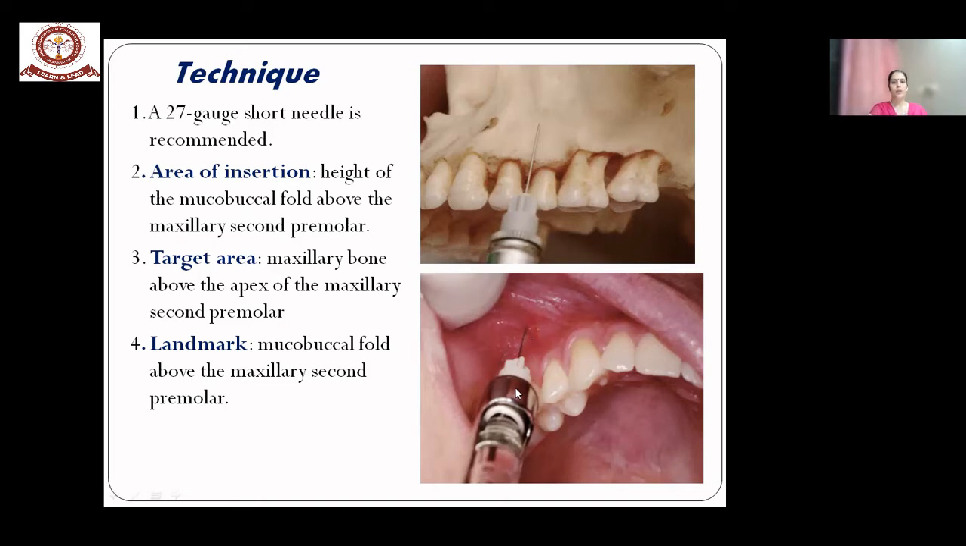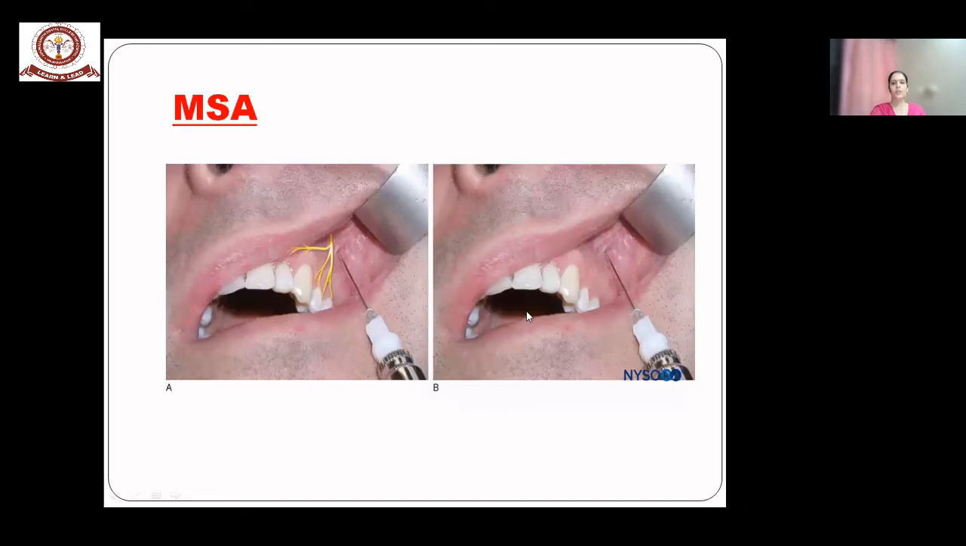Again, the orientation of the needle is parallel to the long axis of the maxillary second premolar at the height of the mucobuccal fold. So here in this clinical picture, you can appreciate clearly the needle at the height of the mucobuccal fold, parallel to the long axis of the maxillary second premolar.